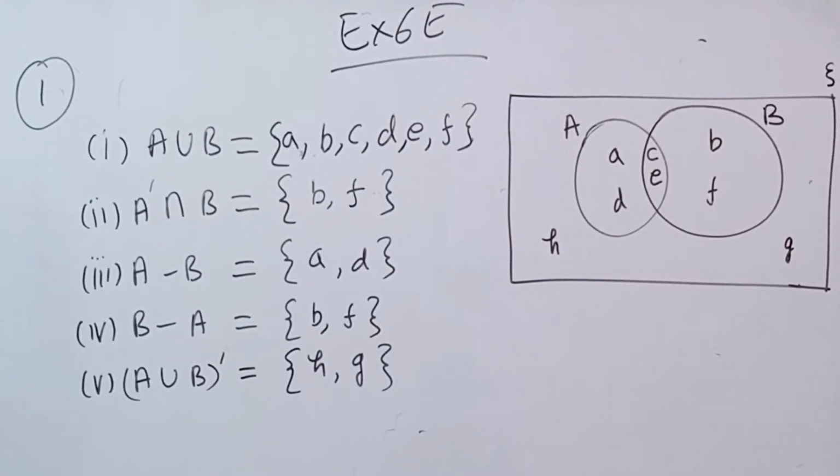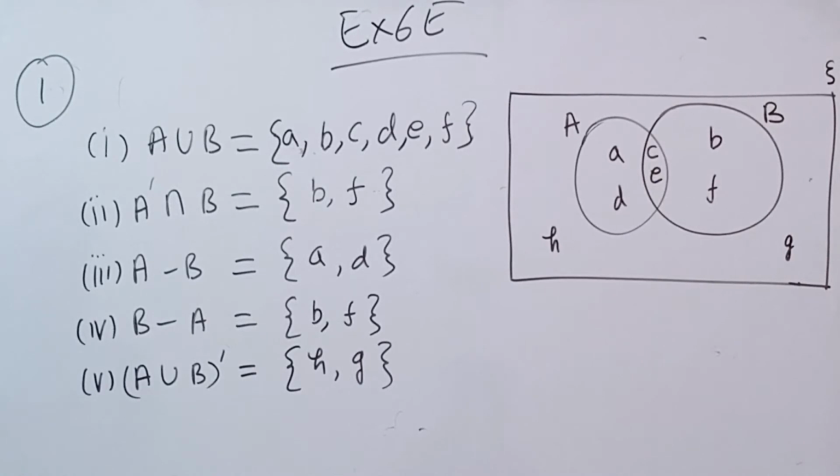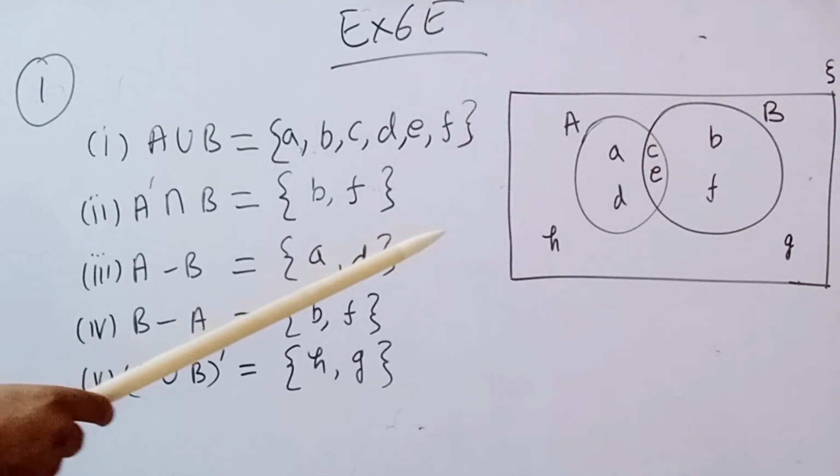Children, I am taking question number 1 of exercise 6E, in which we have to find out A union B, A intersection B, complement of A intersection B, A minus B, B minus A, and complement of A union B. And in this we have to find out with the help of the diagrams that are given here.